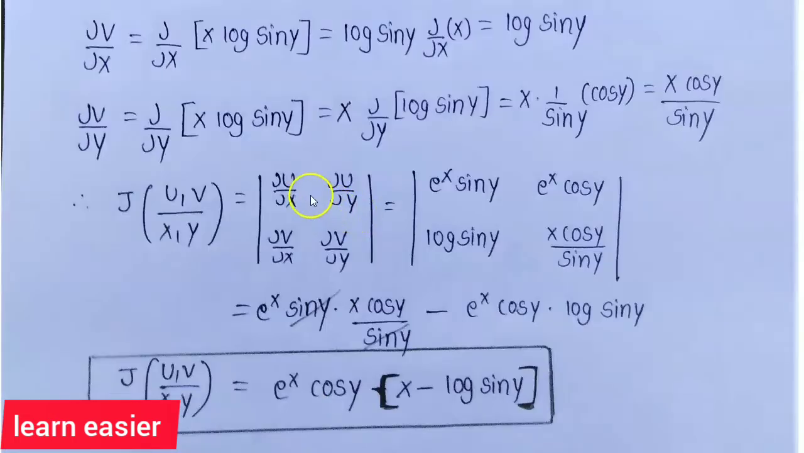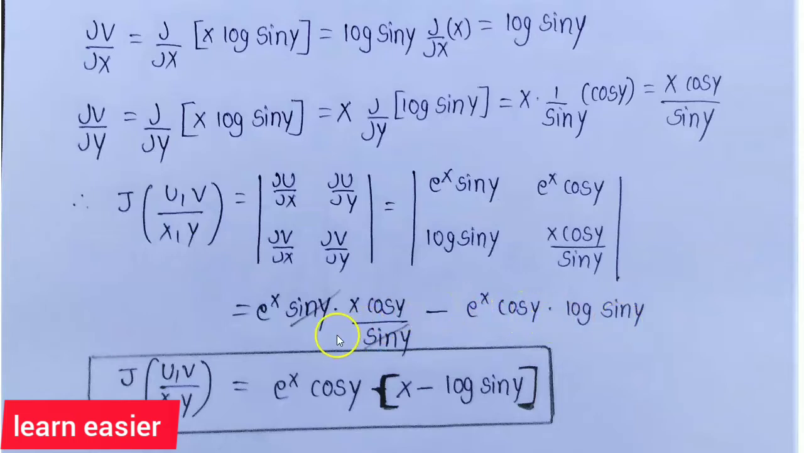Now substitute dou u by dou x, dou u by dou y, dou v by dou x and dou v by dou y. Now we have to take the determinant. So the determinant is AD minus BC. So AD is e power x into sin y into x cos y by sin y, minus e power x into cos y into log sin y. You can see here the sin y and sin y are cancelled out, and we have e power x into x cos y minus e power x into cos y log sin y.